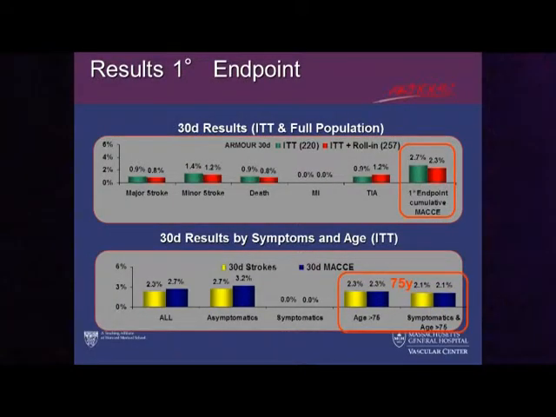These are the results from the ARMOR trial, again, with that MoMA device before it was purchased by Medtronic. But again, I bring to your attention on the bottom set of bars, the symptomatic patients had actually a lower event rate than the asymptomatics. And once again, symptomatics in patients greater than the age of 75 were no different than those less than 75. A very, very important finding.